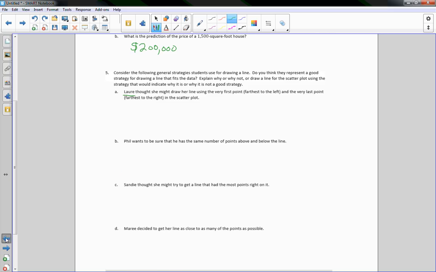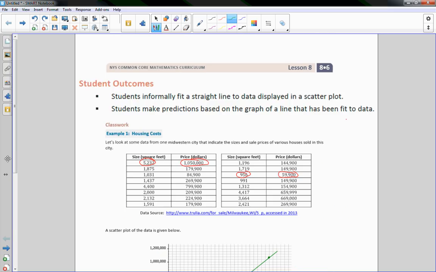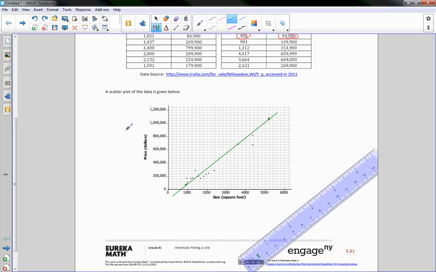Now B says Phil wants to be sure that he has the same number of points above and below the line, and that's what I was just kind of counting out to you, leading up to what Phil would do. So if Phil wanted the same number of points above and below the line, he might take this line and move it maybe right here, and then have 1, 2, 3, 4, 5, 6, 1, 2, 3, 4, 5, 6, 7, 8, 9. That's a little too many.